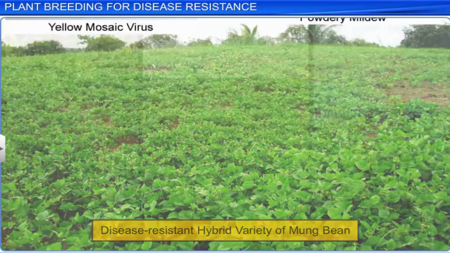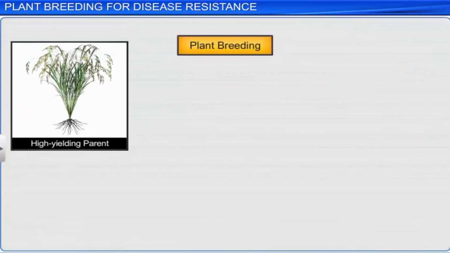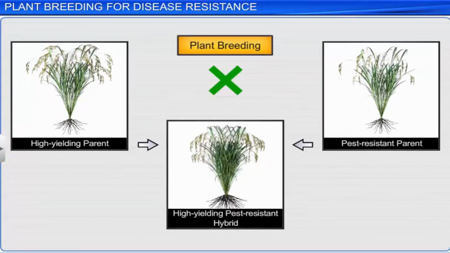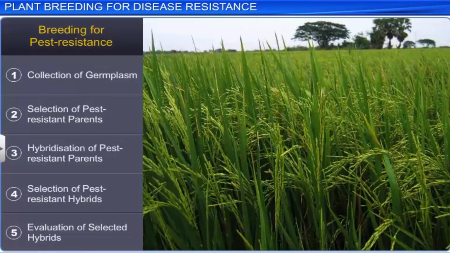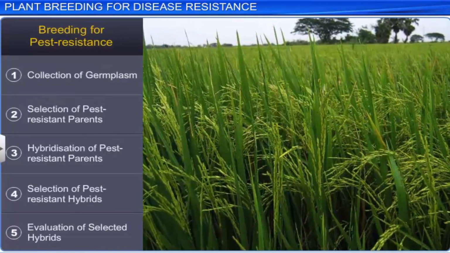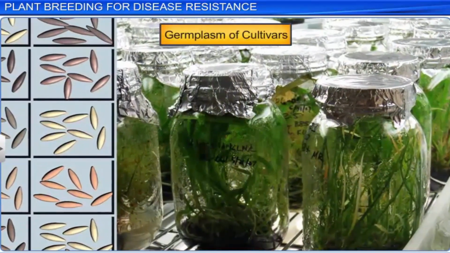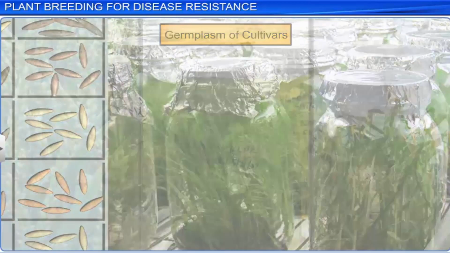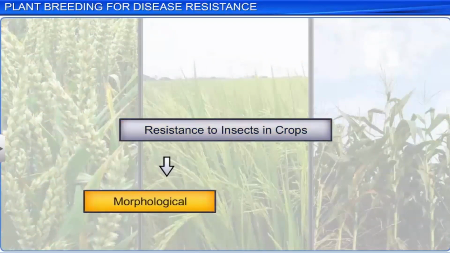Apart from pathogens, pests also reduce crop production. As a result, there is a need to develop crops that are resistant to pests as well by using plant breeding methods. These involve the same steps that are involved in the development of disease-resistant plants. Germplasm of cultivars or wild relatives are used as a source of pest-resistant genes. Insect resistance in crop plants can be attributed to the morphological, biochemical or physiological features of a crop.